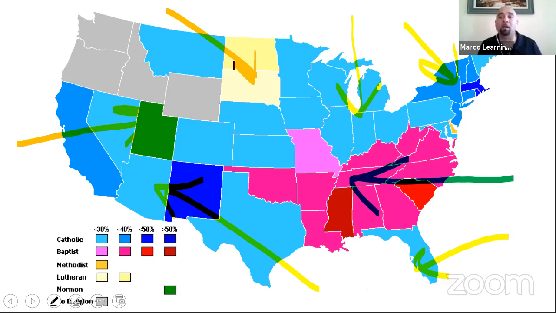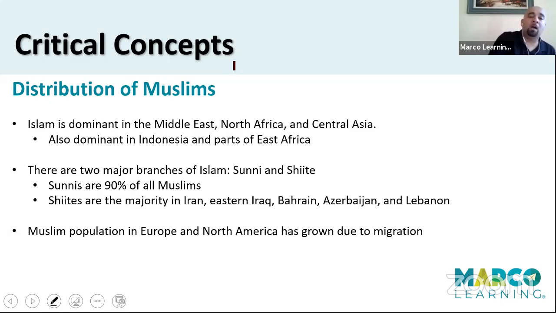Distribution of Muslims. Islam is dominant in the Middle East, North Africa, and Central Asia. Also dominant in Indonesia and parts of East Africa. And there's also a large minority of Muslims in India. They're a huge minority. I know that's a weird way of saying that. Dominant there, of course, is Hinduism, but there are huge numbers of Muslims there. Also Pakistan and Bangladesh in South Asia, huge Muslim populations. And both are top 10 populations, and the vast majority of people are Muslim there.